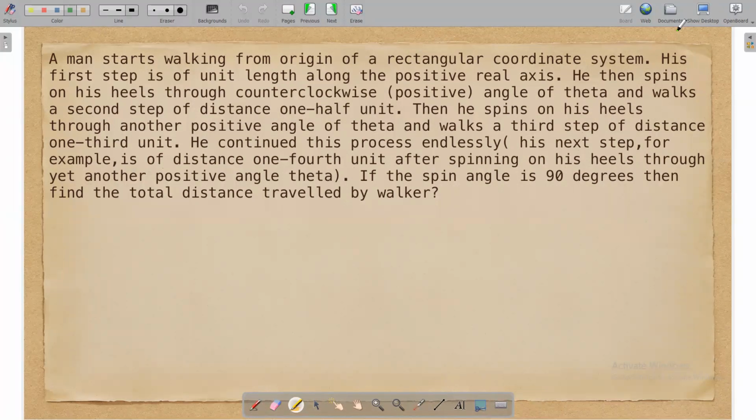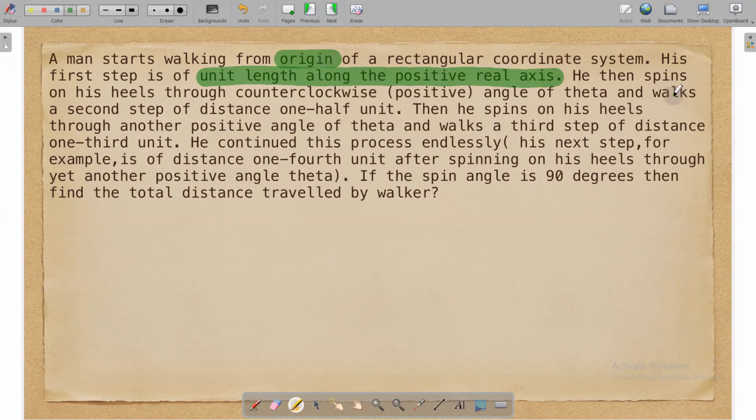Well, let's start with this current problem. So the question goes like this. A man starts walking from origin of a rectangular coordinate system. His first step is of unit length along the positive real axis. I'm just going to mark the important things in this whole question. So this is the first important thing. He's starting from origin and then he's taking unit length along the positive real axis.